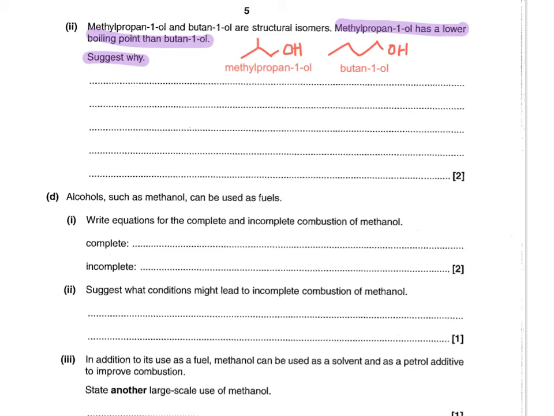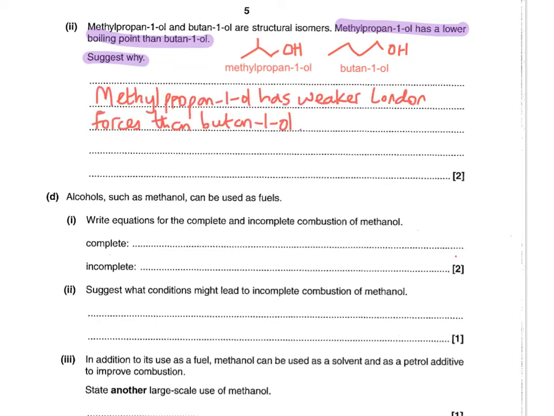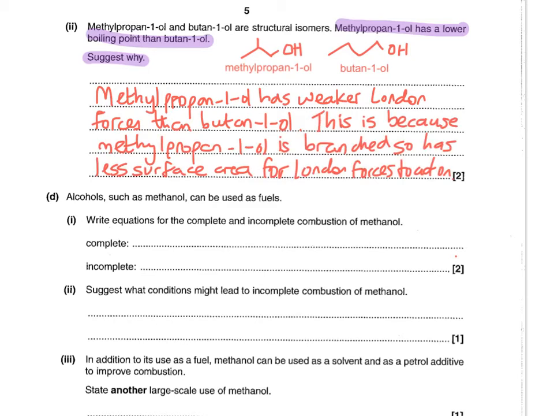So if you think back to your work on the basics of organic chemistry and the differences in boiling points between non-branched and branched compounds, branched compounds have lower boiling points than non-branched compounds. So the first thing we say is that methyl propan-1-ol has weaker London forces than butanol, and you've got to qualify it by saying that the reason is that methyl propan-1-ol is branched, so it has less surface area for London forces to act on.